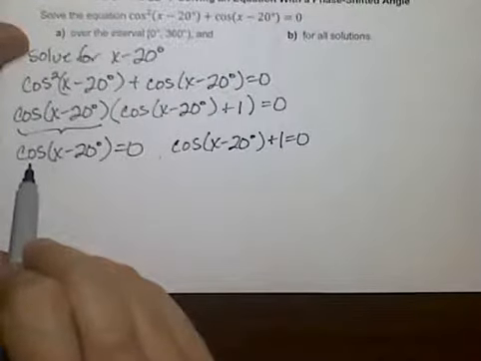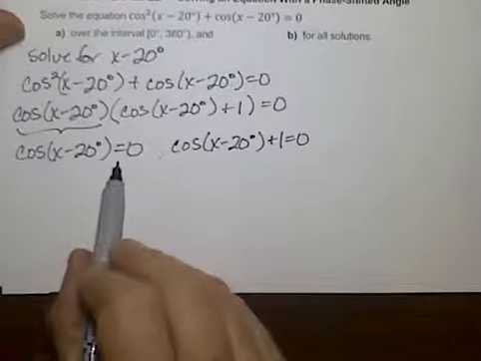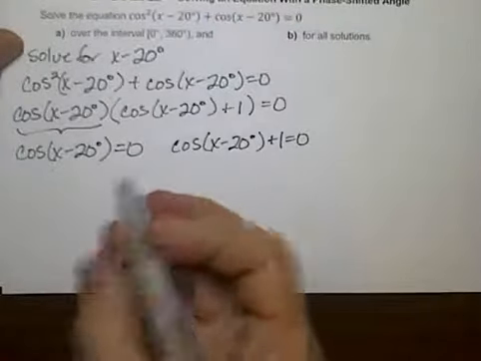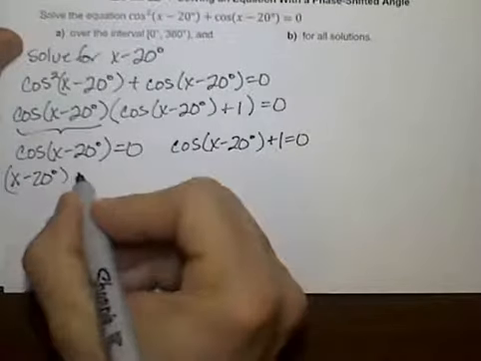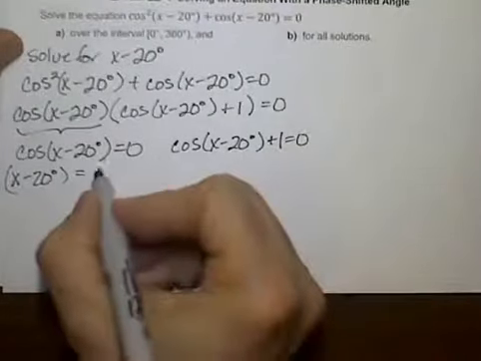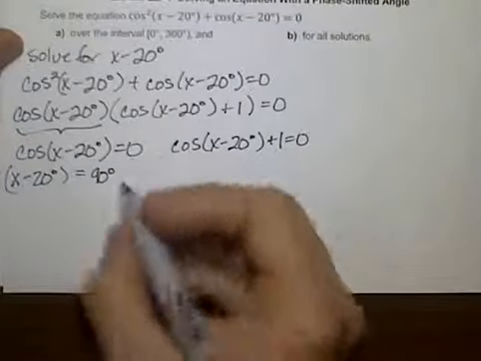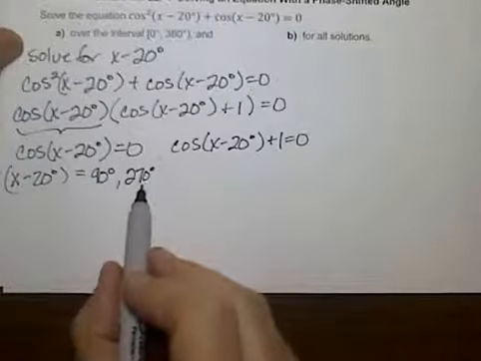So we want to think of an angle between 0 and 360 degrees that has a cosine of 0. There are actually two of these, so that means our x minus 20 degrees could either equal 90 degrees, because cosine is 0 at 90 degrees, or it could equal 270 degrees, because cosine is also 0 there.